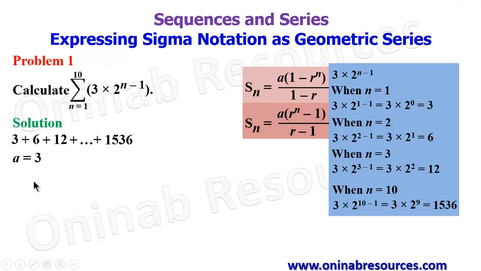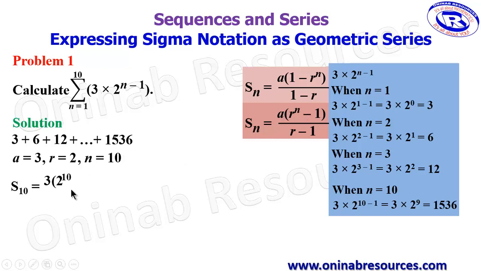So we get our first term to be 3. The common ratio, that is 6 divided by 3 gives 2, or 12 divided by 3 gives 2. And our n is 10. Since our r is greater than 1, we are going to make use of the second formula. So the sum of the series up till 10 terms will be our a, which is 3, into 2 raised to power 10, since our n is 10, then minus 1, over 2 minus 1.